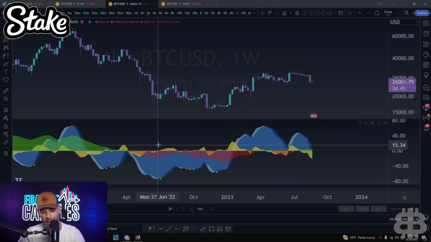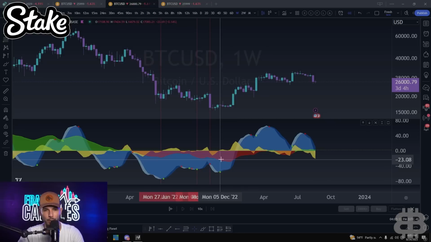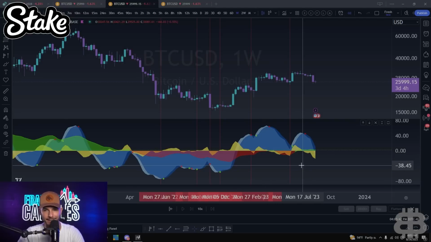I'm going to put a vertical line on all these significant VWAP crossovers. We have one right here where we cross to the upside. We have one right here where we cross to the upside. We have one right here where we cross to the downside, crossed back to the upside, back to the downside, back to the upside, and back to the downside.